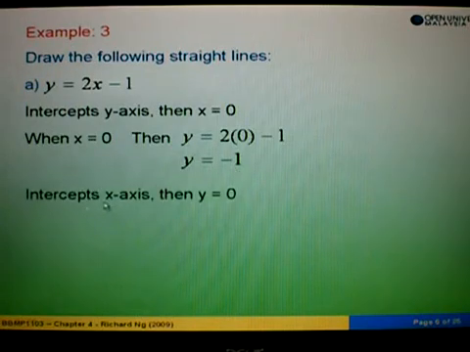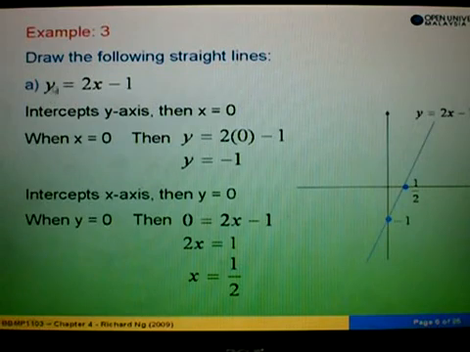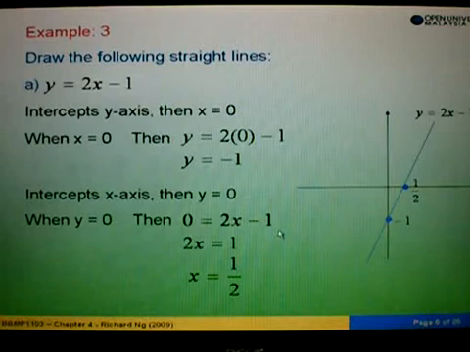Then we find the intercept of the x-axis. The condition is y equals 0. So when y equals 0, substitute into this equation. We have 0 equals 2x minus 1. So shift the 2x to the left. We have negative 2x equals negative 1, or 2x equals 1. Therefore x equals 1 over 2.